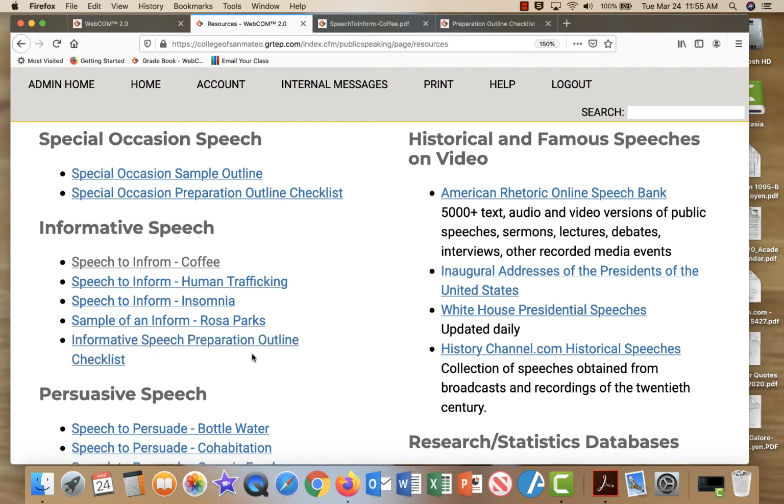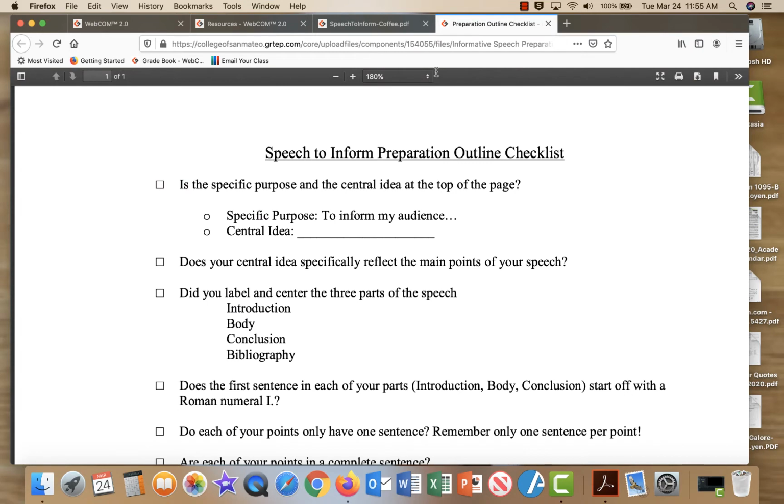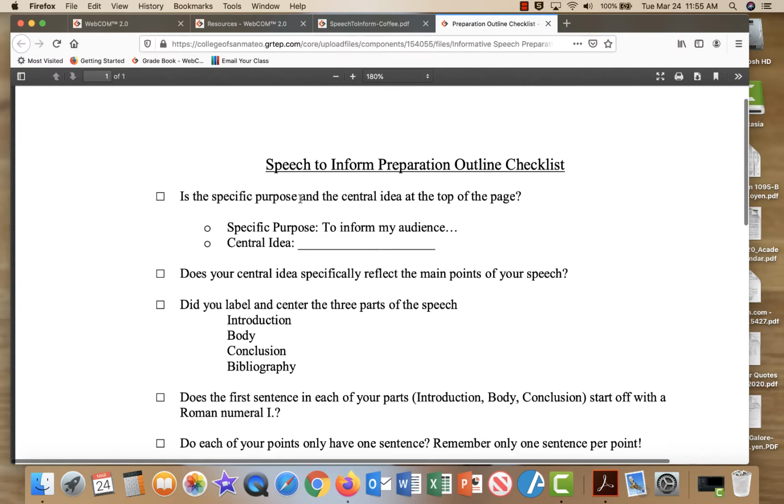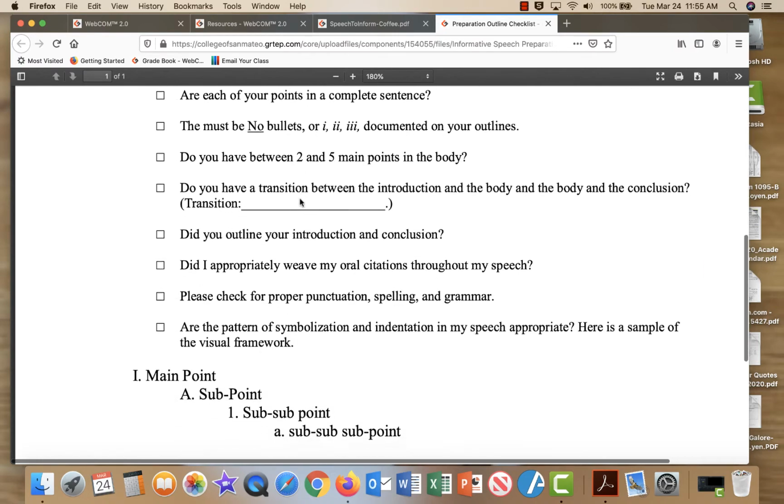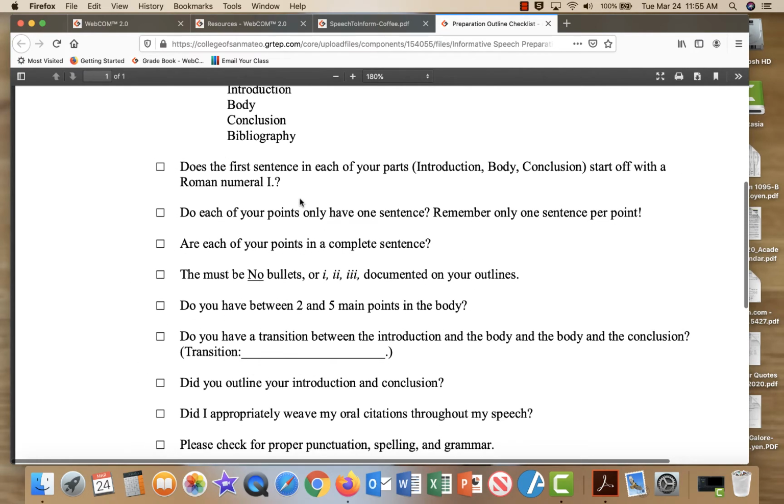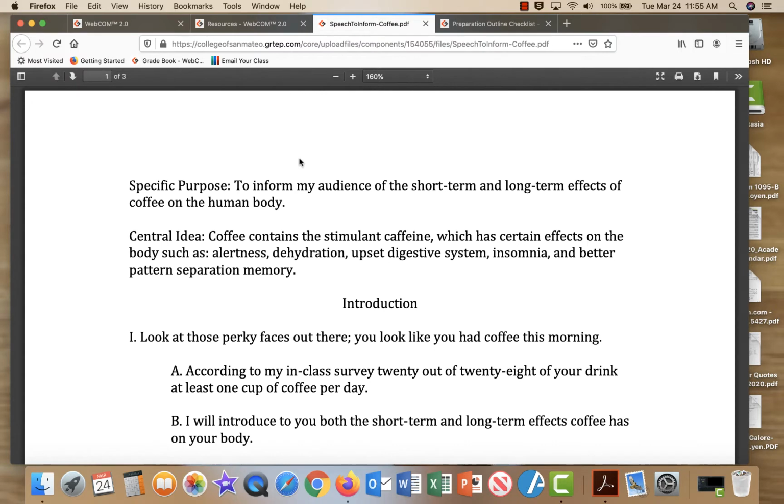So what I'll be looking at here is the informative speech preparation outline checklist. Now, if you're ever wondering what I think about or what I am looking for anytime I'm looking at an outline, go to the outline checklist. Bullet by bullet by bullet, these are the things that I'm looking for. Let's take a look at this outline.